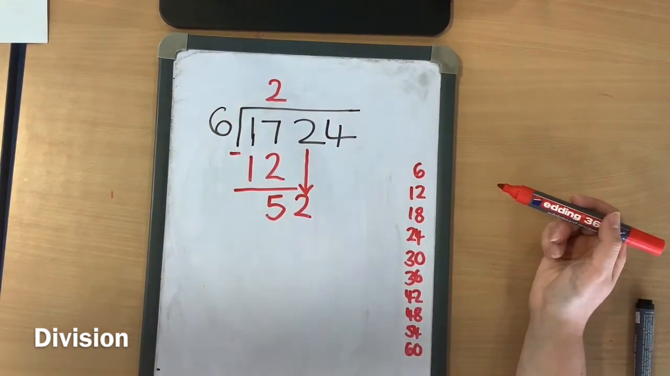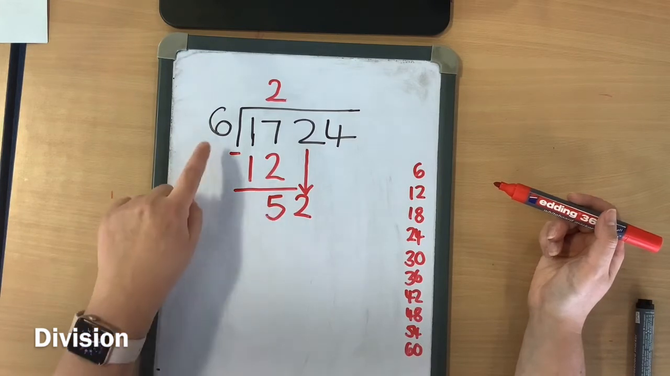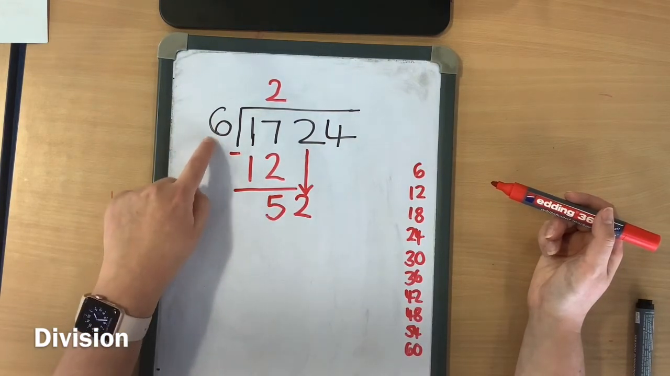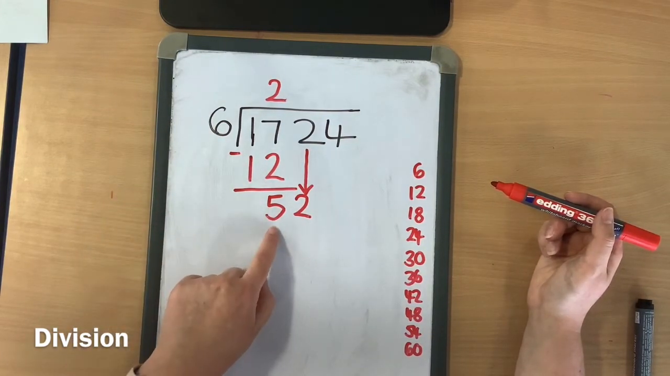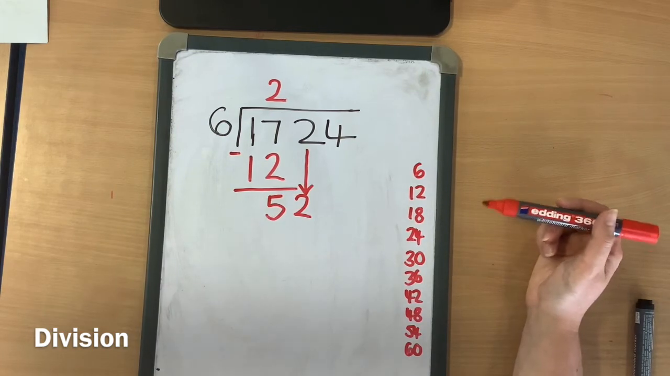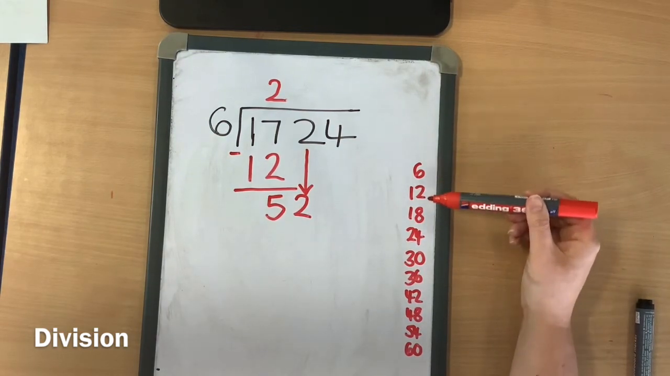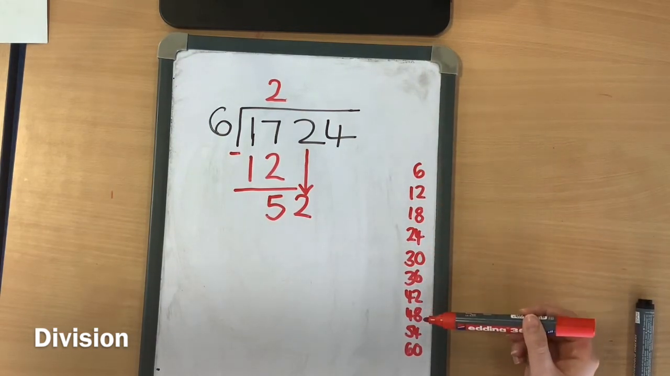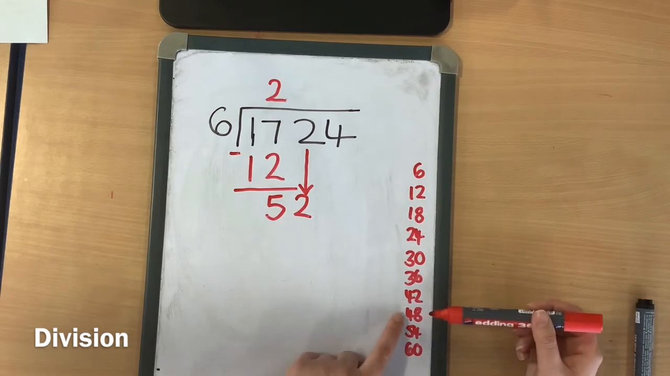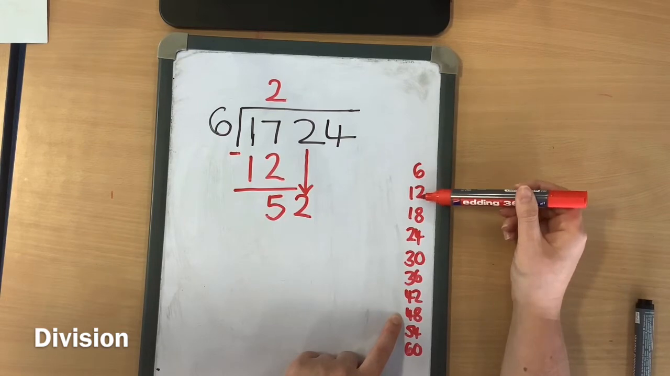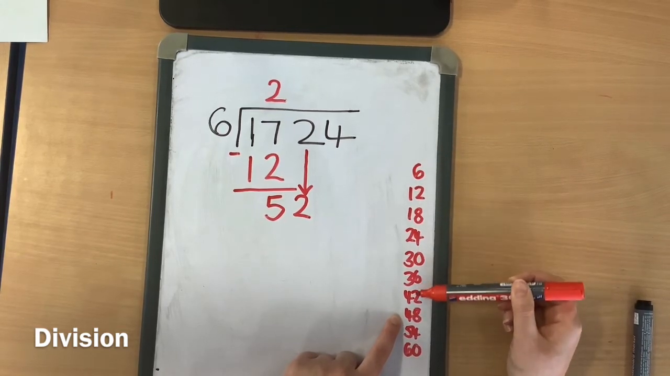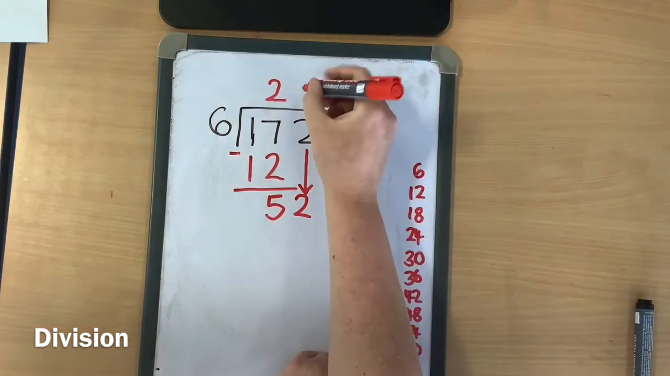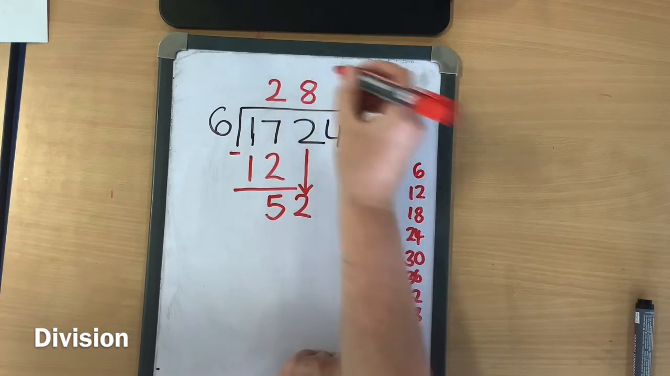Okay, so now I'm back to my divide. 52 divided by 6. So how many times does 6 fit into 52, without going over the 52? So let's go down my 6 times tables. 48 still fits, 54 too big. Okay, so how many lots is this? I can then count up 1, 2, 3, 4, 5, 6, 7, 8. So it tells me that I pop the 8 there.